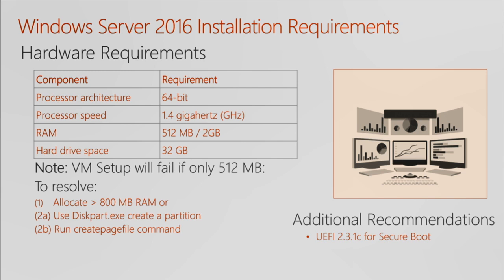Big note there about VMs. If you're installing virtual machines, it will fail in 512 meg. You need to give it at least 800, and you also need to run the create page file command. All Microsoft Server docs are now at docs.microsoft.com/windows-server. That's where you'll find these little command bits of goodness that will tell you the bits you need to do.